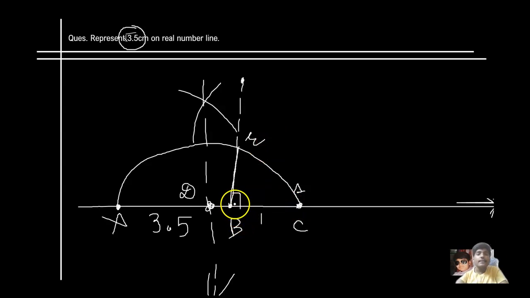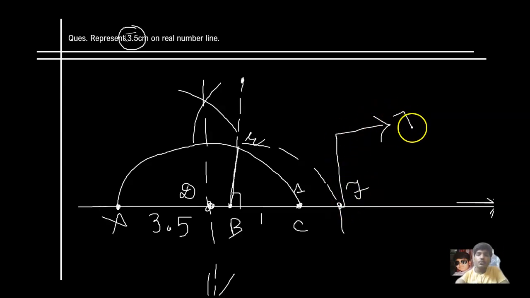Now the next and the last step would be keep your compass needle at B and open your compass till E, and then cut an arc over here on the number line like this. So let's say this is my point F. So point F is the representation of root 3.5 centimeters. I hope it was very, very simple.